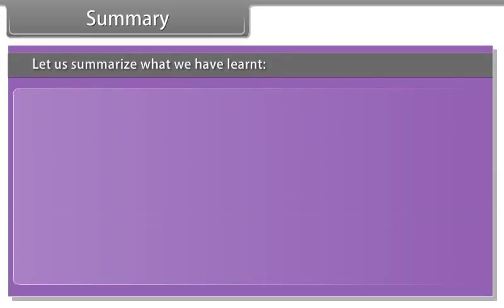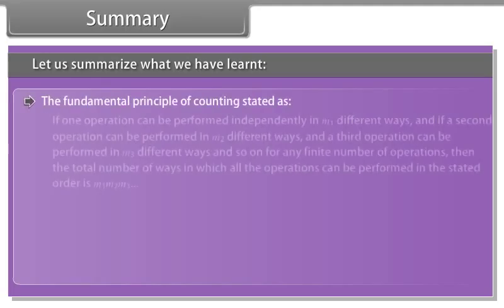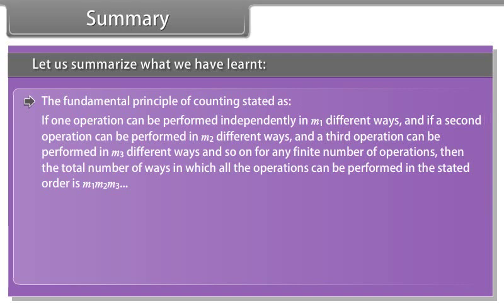Summary. Let us summarize what we have learned. The fundamental principle of counting states: if one operation can be performed independently in m1 different ways, and if a second operation can be performed in m2 different ways, and a third operation can be performed in m3 different ways, and so on for any finite number of operations, then the total number of ways in which all the operations can be performed in the stated order is m1 into m2 into m3 and so on.